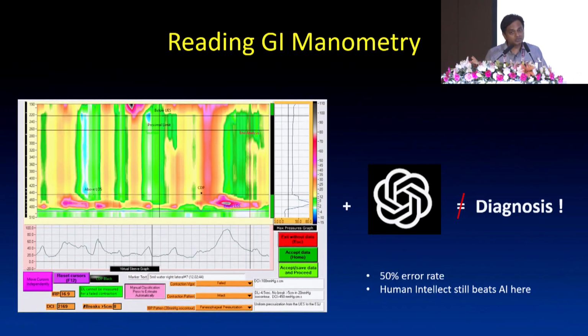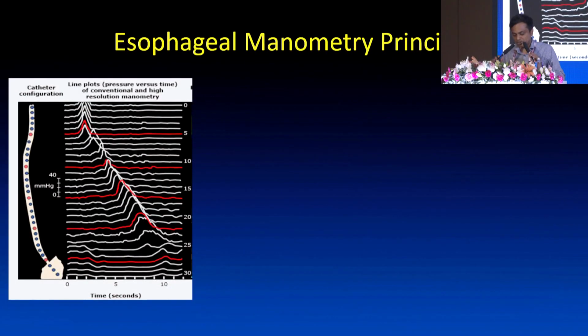There's a 50% error rate when we just try to do an automated analysis using a manometry. And at least this is one such field still where our human intellect will still outscore and beat the existing AI enabled diagnosis for a certain given graph. There are a lot of nuances to that.